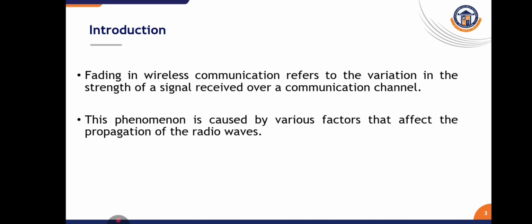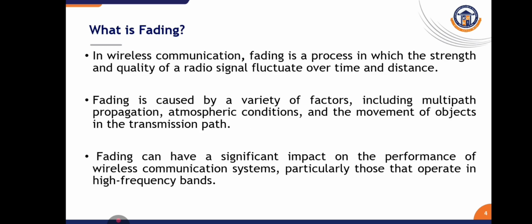Introduction: wireless communication. In wireless communication, the signals received over a communication channel have a variation in strength. This phenomenon is caused by various factors that affect the propagation of the radio waves. So in this topic, we are going to see about fading, how the fading occurs, and what are the types of fading. Everything we're going to see in this video.